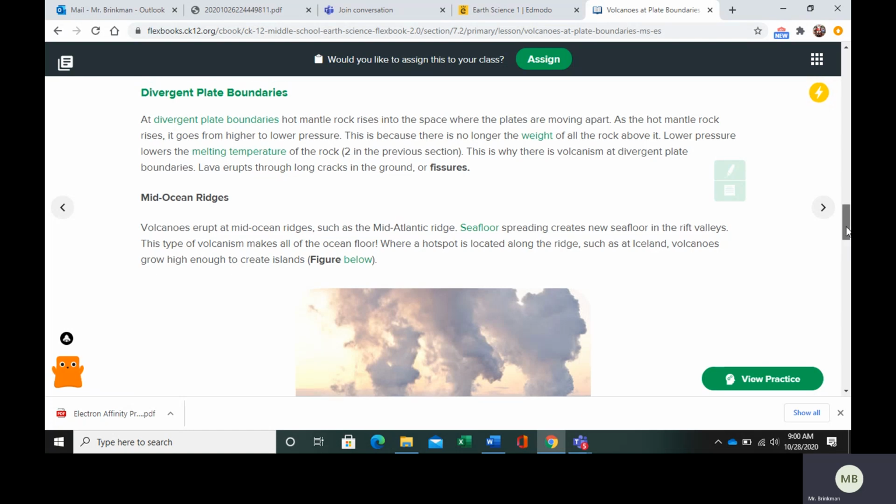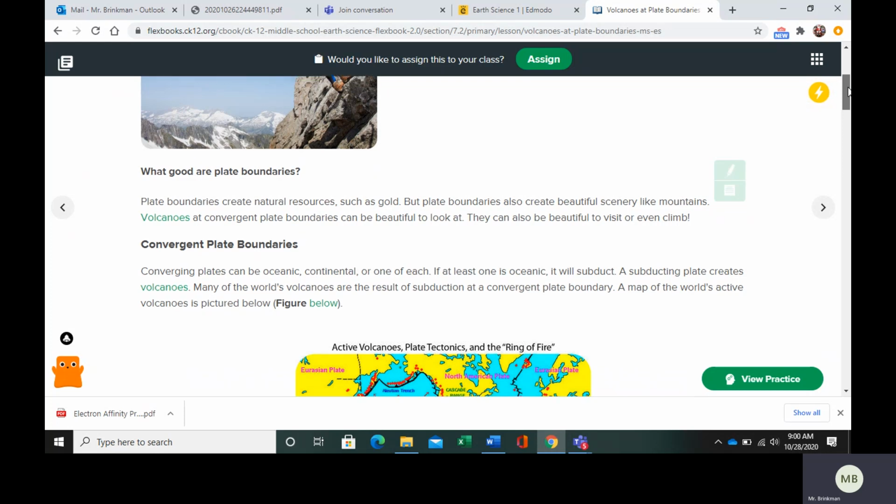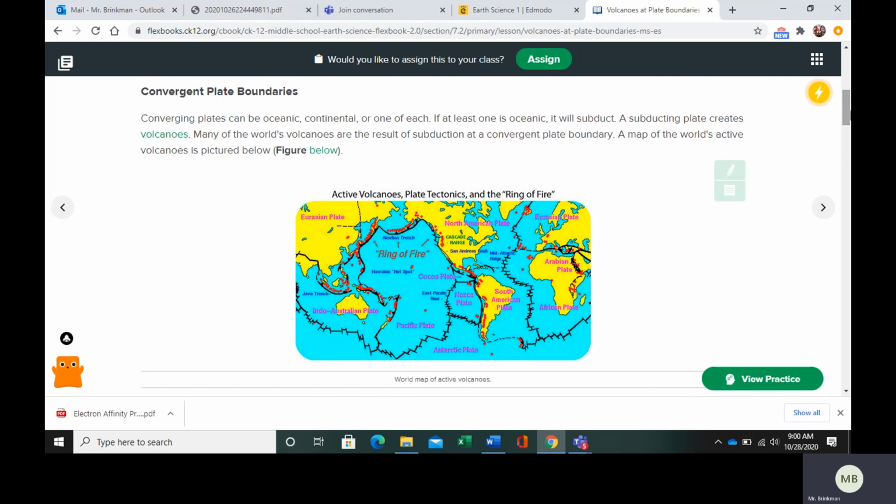So let's take a look at volcanoes at plate boundaries. So we can have them at convergent plate boundaries. So remember, converging plate boundaries, you can have two oceanic plates, two continental plates, or one of each. If at least one of those plates is oceanic, it is going to subduct, which means it's basically going under the crust, plunging into the mantle. A subducting plate is going to make volcanoes. And a lot of the world's volcanoes are the result of subduction.